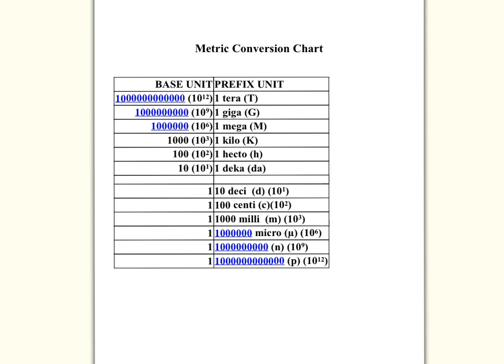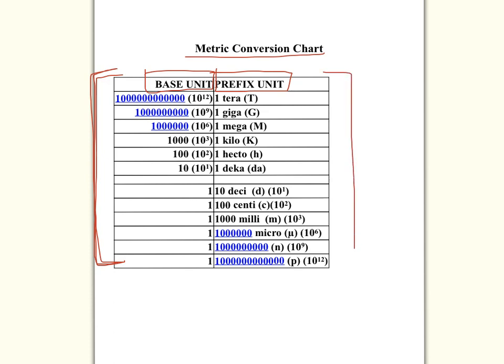Okay, so this is your metric conversion chart. I just want to draw attention to a couple of things on here before we move on. So take a note that there are 2 columns. On the left side is the base unit side. On the right side is the prefix unit side. So whatever number you see in the left column, that is the number that is going to go with your base unit when you're converting. The number that is on the right side, that is the number that is going to go with your prefix unit. So some of these prefixes you're probably very familiar with, like centi, milli, and kilo.